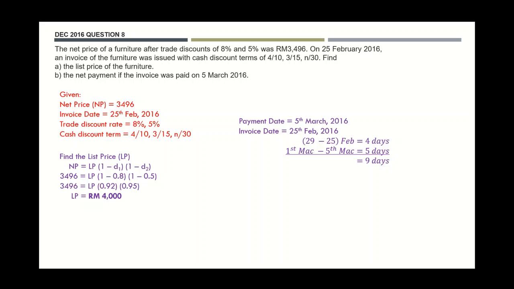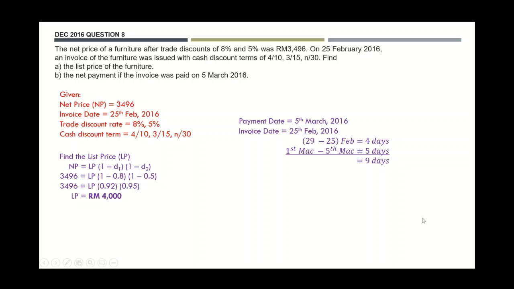So how do you get the 9 days? You have in February 29 minus 25. Remember that 2016 is a leap year, so that means in February there are 29 days. That's why we have 29 here instead of 28. So you have 29 minus 25, you have 4 days, and then 1st March until 5th March you have 5 days, so in total you have 9 days.